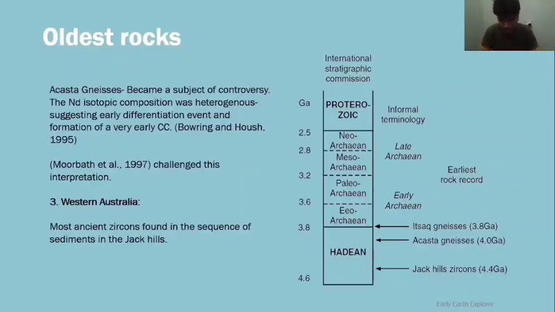Now, the third region of interest, as far as the oldest rocks are concerned, is in Western Australia, and the famous Jack Hills zircons, which have an age of 4.4 gigaannum. These zircons gave us a lot of insights into the early Earth.